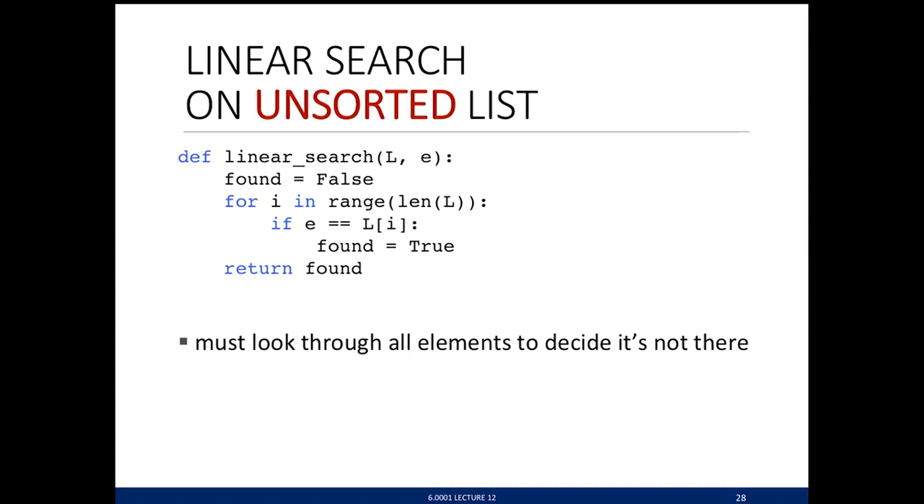I'm going to set a flag initially to false, and then I'm going to loop for i from 0 up to the length of L. I'm going to use that to index into the list, pull out each element of the list in turn, and check to see is it the thing I'm looking for. As soon as I find it, I'm going to set the flag to true. Okay? So that when I return out of the loop, I can just return found. And if I found it, it'll be true. If I'd never found it, found will still be false, and I'll return it.